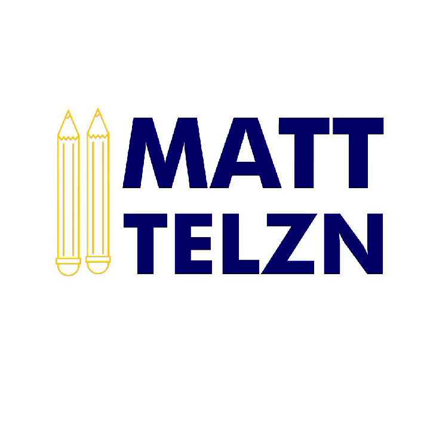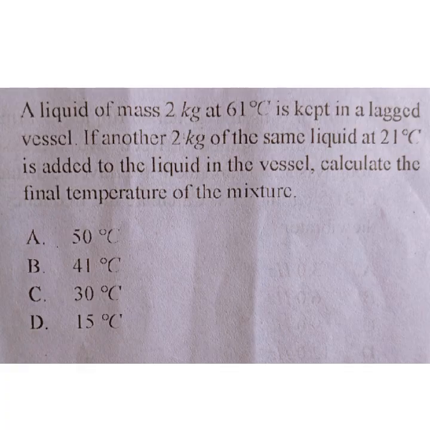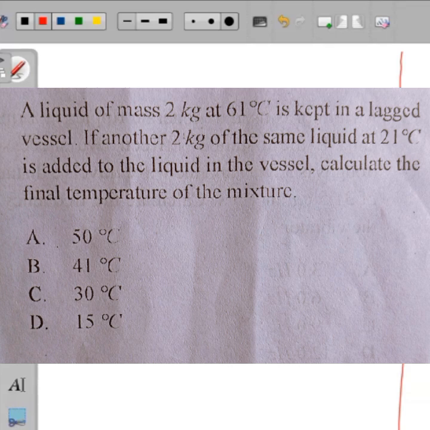Now, question number 9. Question number 9 goes like this. A liquid of mass 2 kg at 61 degrees Celsius is kept in a large vessel. If another 2 kg of the same liquid at 21 degrees Celsius is added to the liquid in the vessel, calculate the final temperature of the mixture.